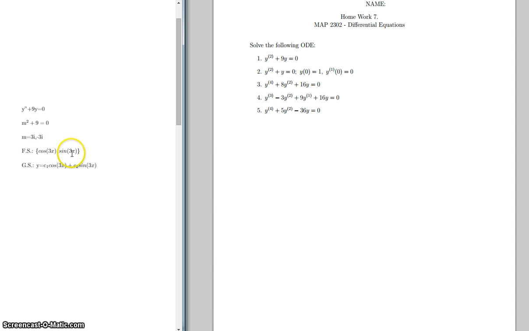So the linear combination of these is our general solution, and that is y equals c1 cosine 3x plus c2 sine 3x.